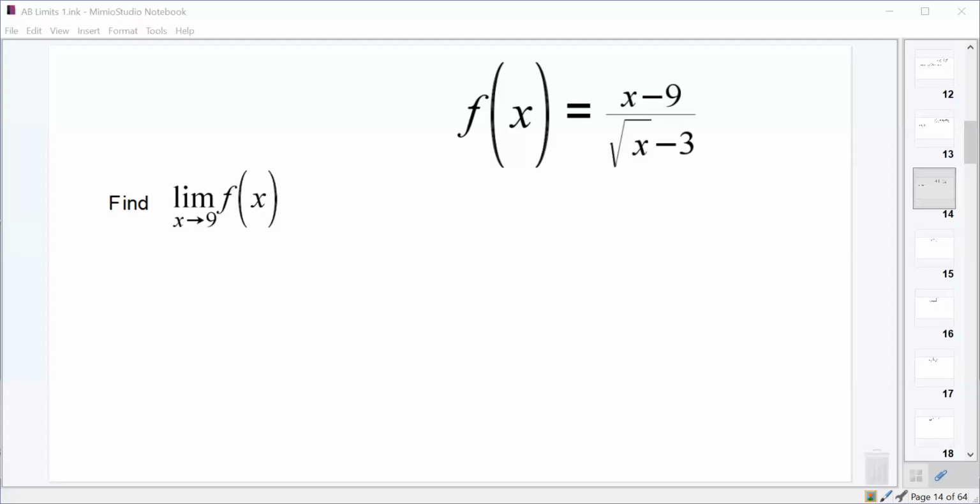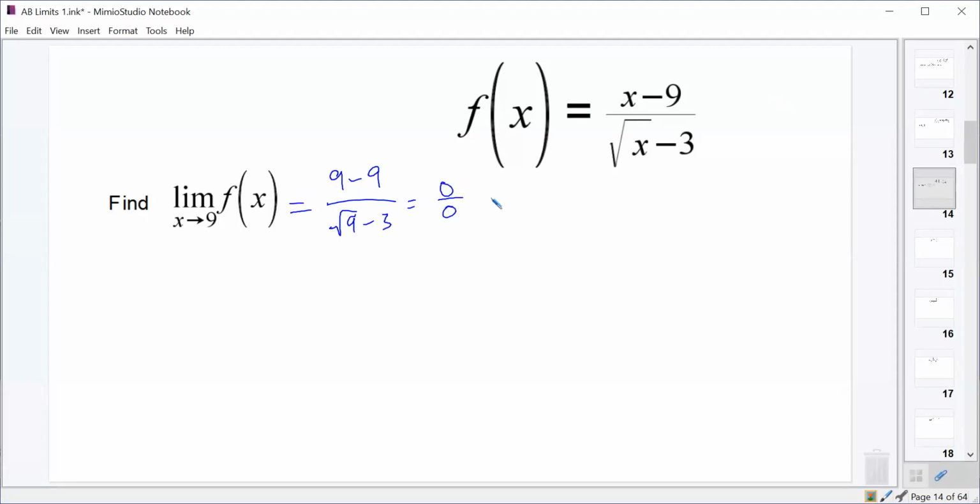Any thoughts on how we are going to go about this limit? What's the first thing we should do with this limit? Plug in the 9. All right, if we plug in the 9, what do we get? We get 9 minus 9 over root 9 minus 3, which is?